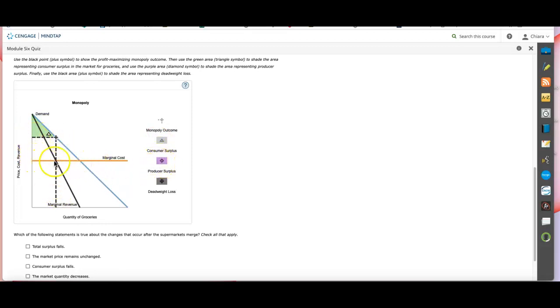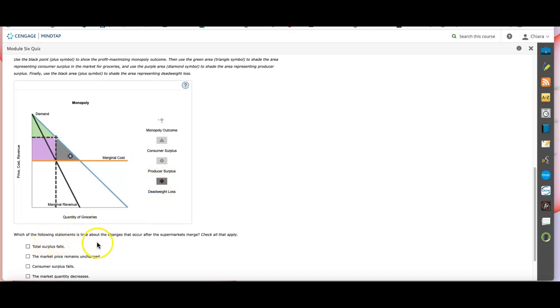What is going to be the producer surplus? The producer surplus is the profit of the monopolist. So it's going to be the price it charges minus that marginal cost, right? And then the deadweight loss. What is the deadweight loss? We went from a greater quantity to a smaller quantity, and so it's going to be this area here where there's been a loss, right? A shrinking of the market.